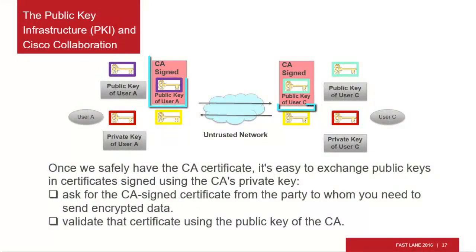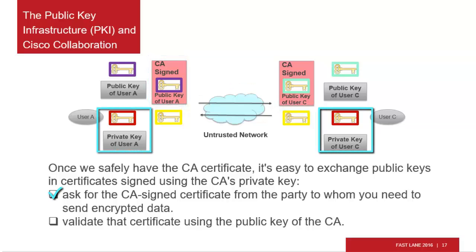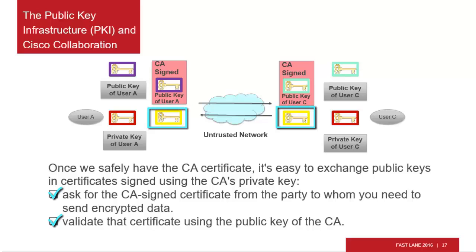Once we safely have the CA certificate, it's easy to exchange public keys in certificates signed using the CA's private key. Ask for the CA signed certificate from the party to whom you need to send encrypted data. Validate that certificate using the public key of the CA, which we already have available, built into our browser or collaboration endpoint, or added to our collaboration application, or downloaded to an endpoint using a CTL or ITL.